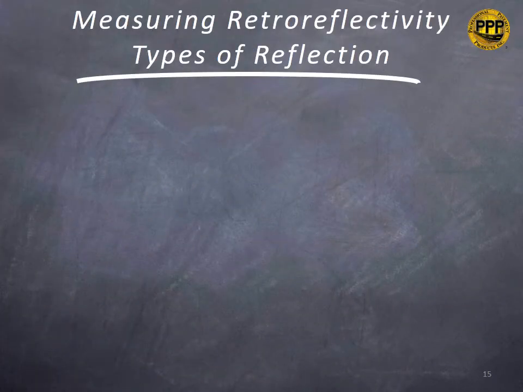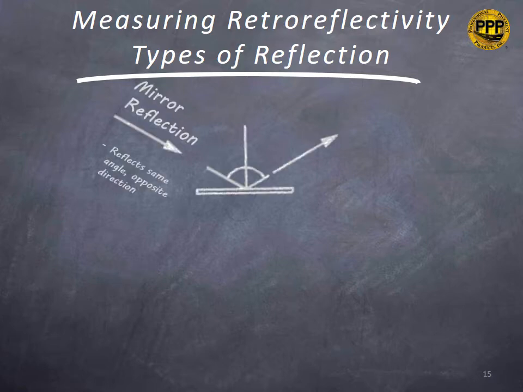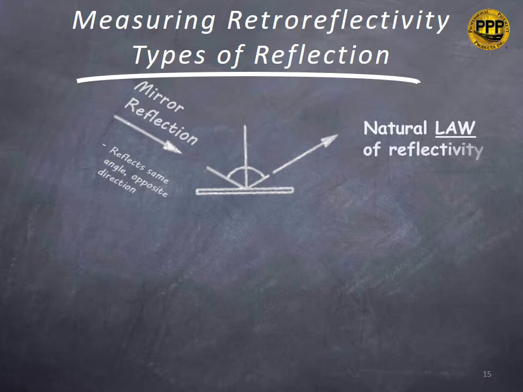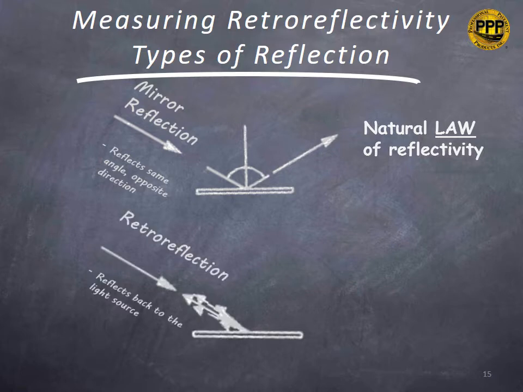Before we do, we need to better understand how light reflects. When light hits an object, it will naturally reflect in the opposite direction by the same angle. But retroreflection is when the light hits an object and returns back in the same direction. So how do we break the laws of physics and get the light to change its direction?